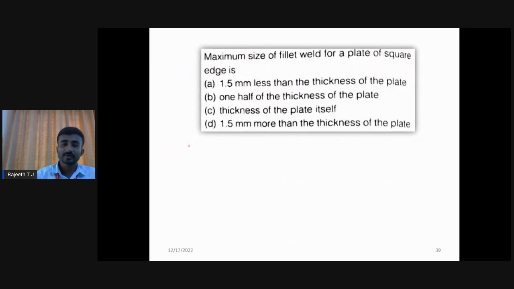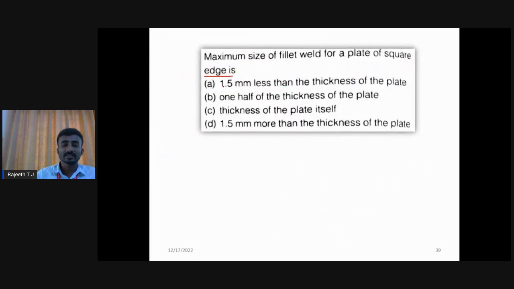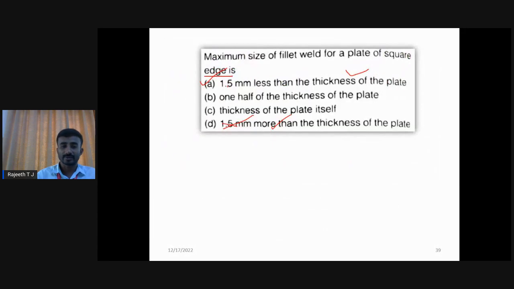If you go for some of the questions on welded connections: the maximum size of the fillet weld for a plate of square edge. If you observe, just like the previous case, this is the question they asked for 1 mark. So for a square edge, what will be the maximum size? Option A is 1.5 mm less than the thickness of the plate. Second, half of the thickness of the plate. Third, the thickness of the plate itself. Fourth, 1.5 times more. This is not possible at all. So option A is the correct answer for a sharp edge: thickness minus 1.5.